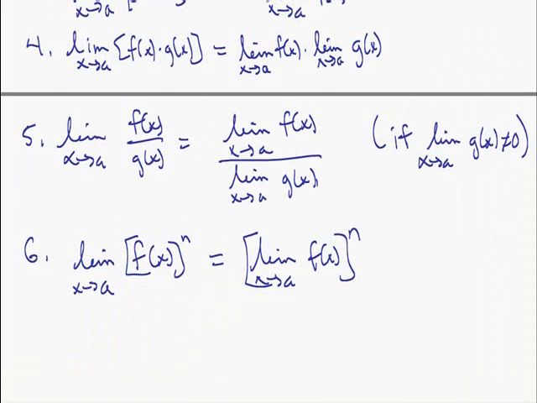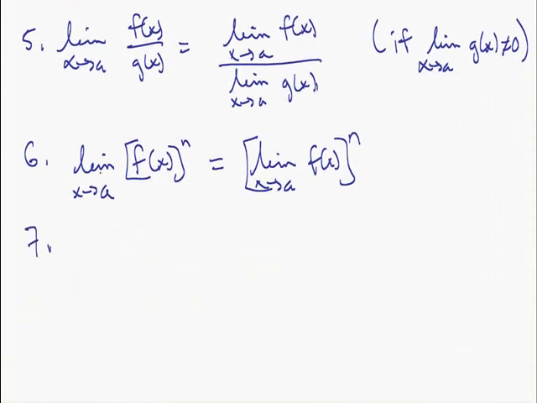Okay, and then there's a couple of, well, kind of obvious rules, I guess, if you think about them for a little bit. The 7th rule says that if we take the limit as x approaches a of a constant, we get the constant. Well, that makes sense.